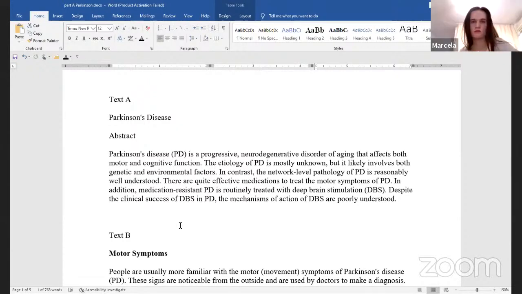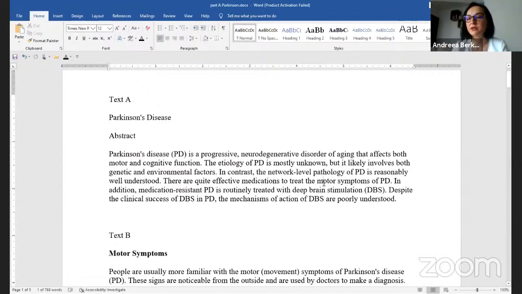DBS again. No, that's the treatment. I'm looking for the type of symptoms that are treated with medication. There are quite effective medications to treat the motor symptoms of PD. Right, so the word would be motor. This is the type of symptom that we treat with medication.